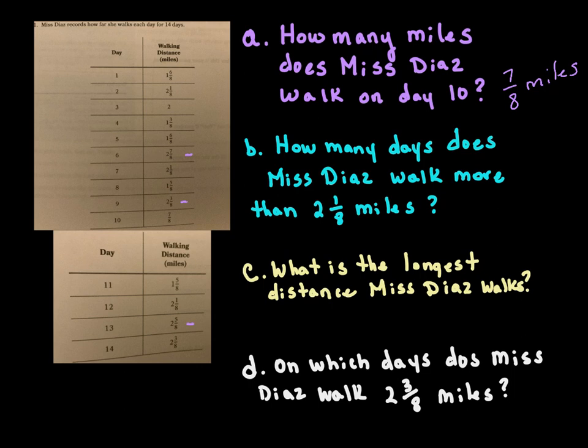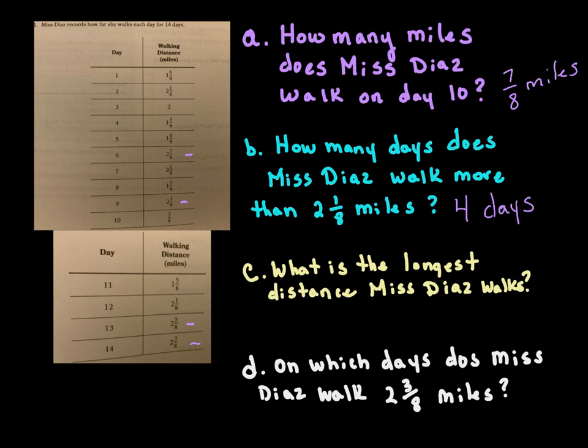And let's see. Anything more? No, I think that is it. So she walked. Oh wait, no, here's one. Okay, so we have 4. She walked 4 days. That's over 2 1/8 of a mile.